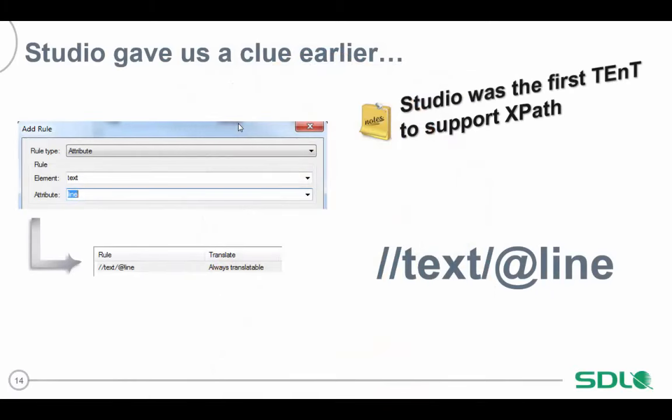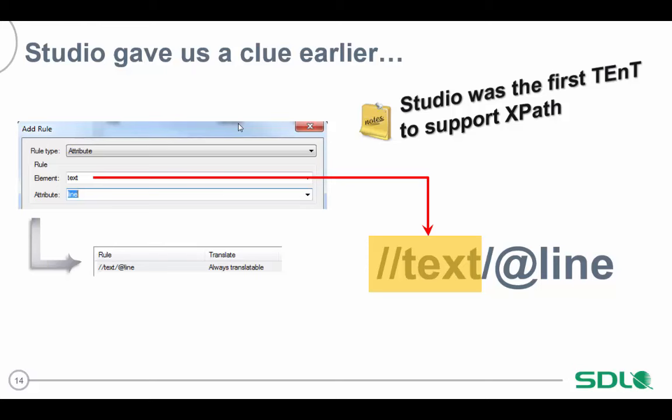So here's the first clue. When we looked at how to extract an attribute and we looked at different tools and how they actually handled that, Studio gives you this little line, //text/@line. That is actually an XPath expression. And so it's been given to you straight away when you selected the rule. This is useful. And all it means is the text element is that first part.